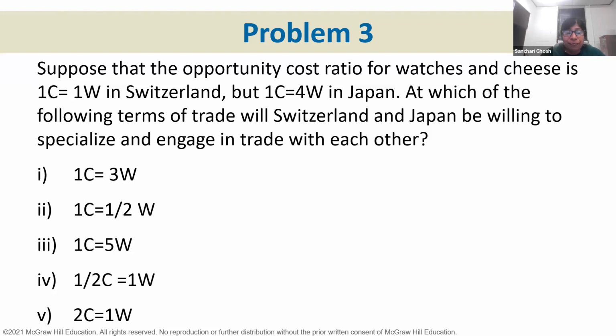Now, 1C equals half a watch. That's kind of weird because Japan needs to have a cheese, but half a watch is something Switzerland will not settle for. Whereas Japan is not going to settle for number 3, because if it has to sacrifice 5 watches, it can just produce domestic production of watches. It is not giving Switzerland 5 watches for 1 unit. But Japan can settle for 4.